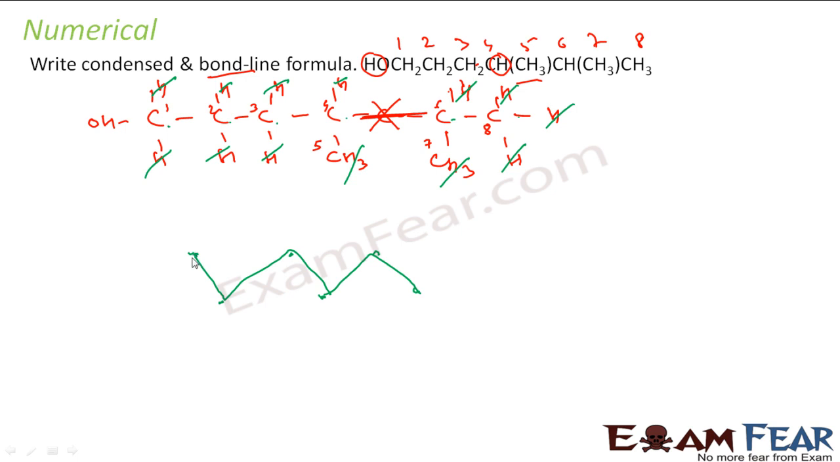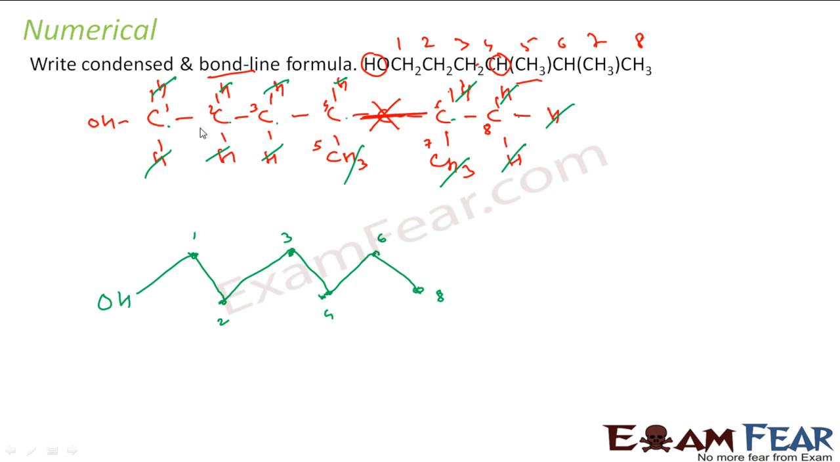Correct? Each dot represents a carbon: 1, 2, 3, 4, 5, 6. This is my carbon number 1, this is carbon number 2, this is carbon number 3, this is carbon number 4, this is carbon number 6, and this is carbon number 8. Correct? Now the first carbon has an OH group attached, so let me add OH here.